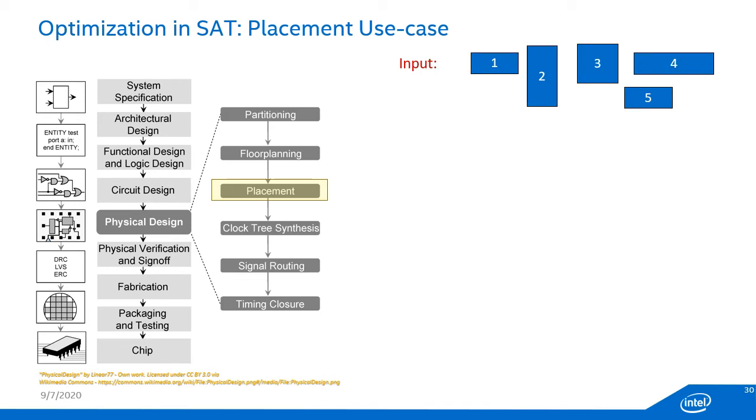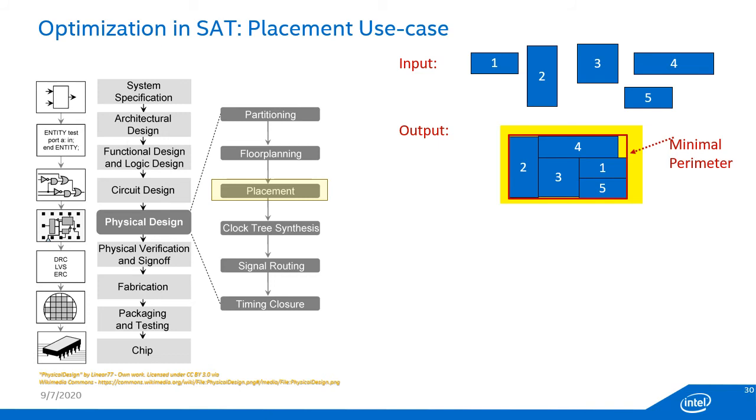Let me present you a simplified version of the placement problem. On the input, you have a bunch of rectangles, and you need to place them as close as possible. So you need to place them so that the enclosing rectangle has the minimal possible perimeter. That's the essence of the problem. This problem is already NP-complete, but in practice it's more complex than that. There are multiple nets, and the optimization criteria is more complex. You can refer to the paper for more detail.